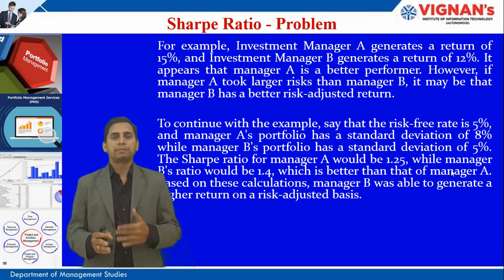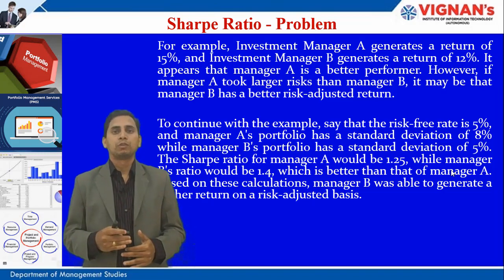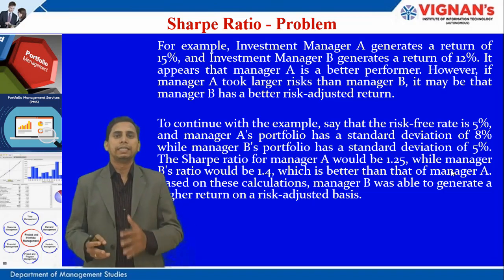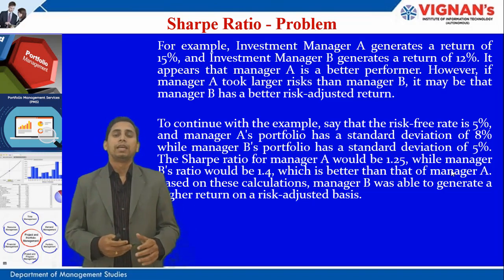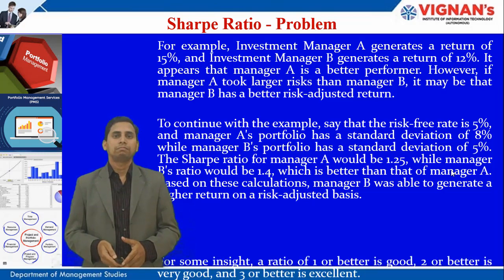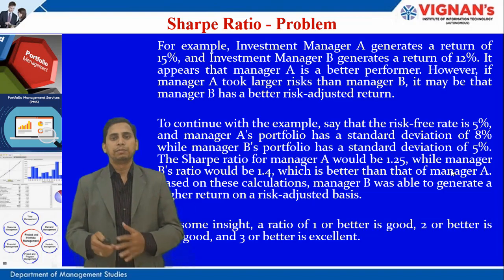So if you look at the Sharpe ratio values, portfolio B is considered the best. So B is the top performer between A and B based on the Sharpe ratio. So this way, on a risk adjusted basis we can calculate and evaluate various portfolios and try to judge whether a portfolio manager is performing well or not. For some insight, a ratio of 1 or better is good for the valuation, 2 or better is very good, and 3 is even more excellent.